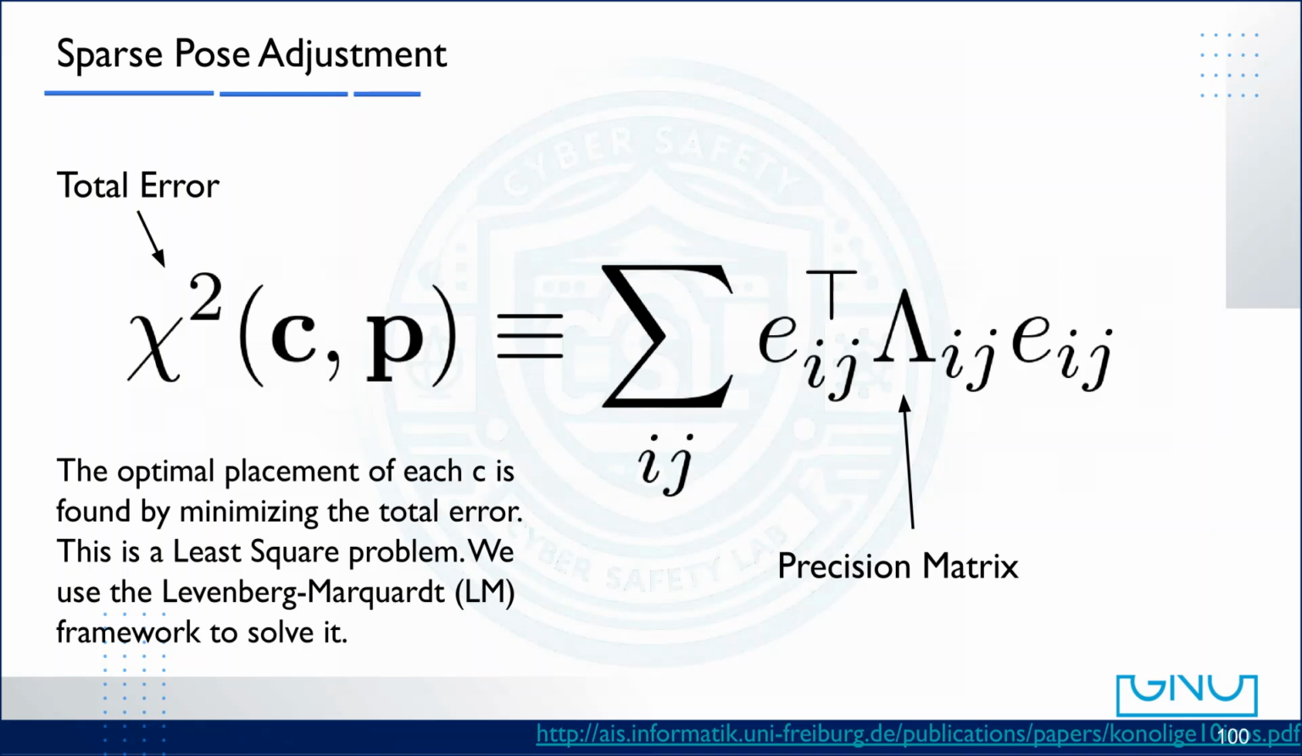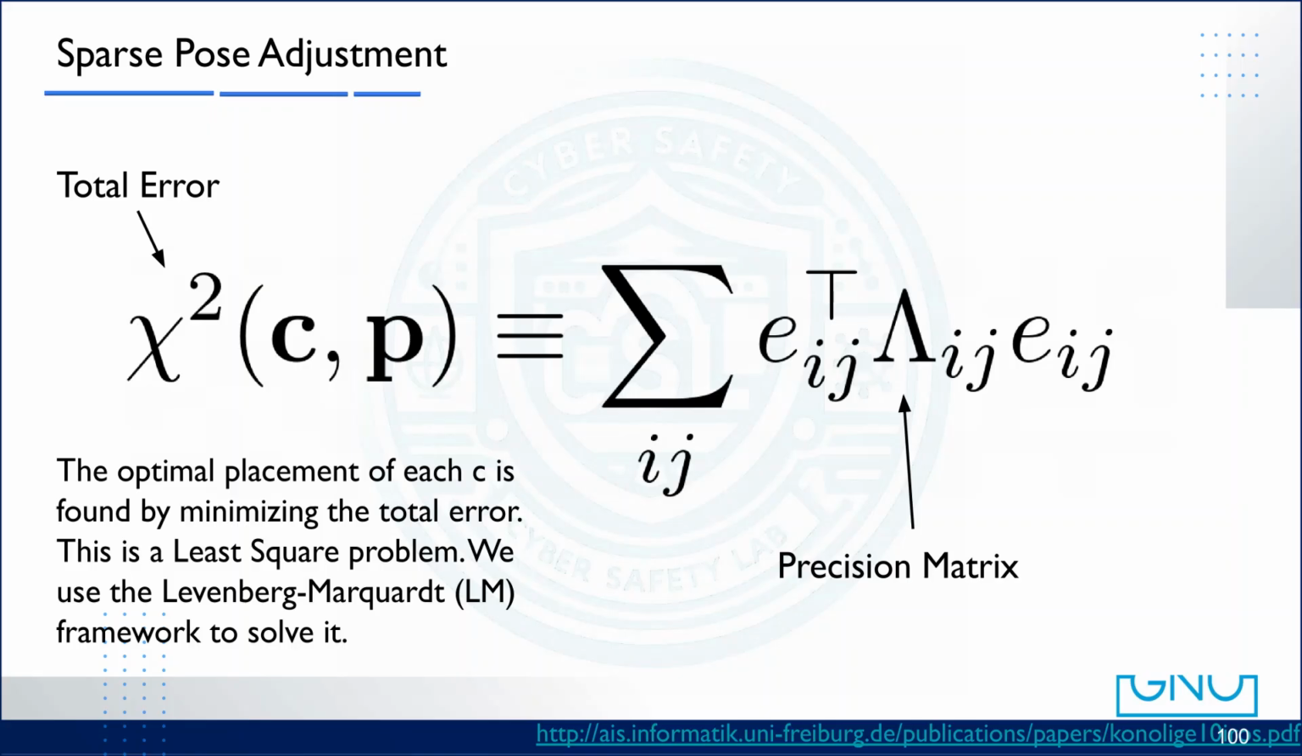Now we bring all individual errors together into the global objective function, commonly called chi-squared. Each error is not treated equally. Instead, every error vector is weighted according to how reliable its measurement is. This weight is called the information matrix or precision matrix. Highly reliable measurements receive larger weights. Less reliable ones get smaller weights. This ensures that accurate measurements have greater influence during optimization.